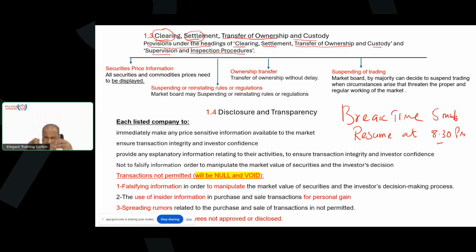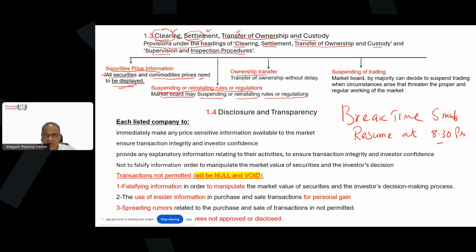Okay, so let's see securities price information. All securities and commodities prices need to be displayed. We are discussing clearing, settlement, and transfer of ownership regulations. So all the prices, market prices, must be clearly displayed. Suspending or reinstating rules or regulations. Market board may suspend or reinstate rules or regulations.